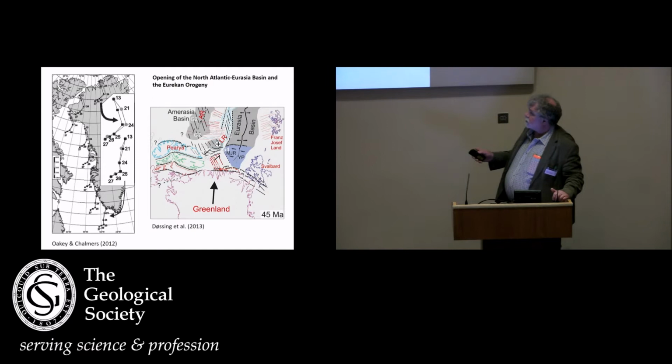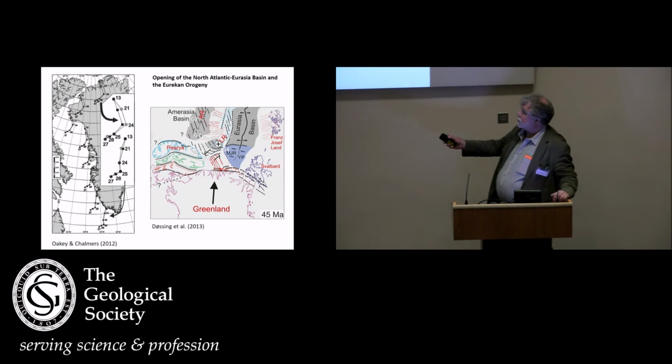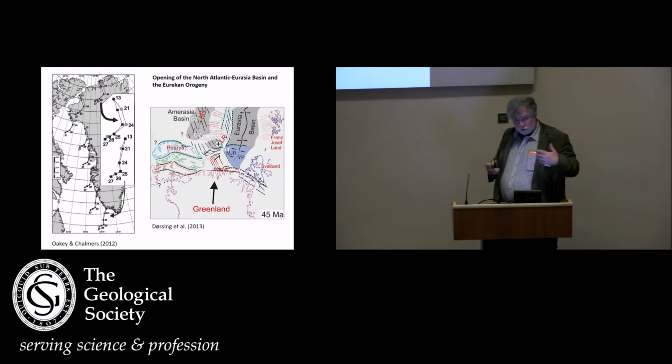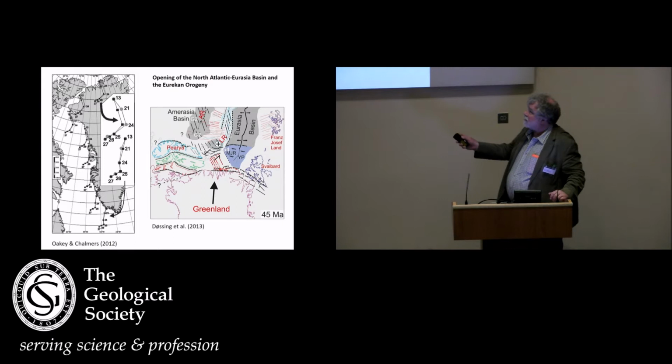This summarizes what I just said in a few words. Jim Chalmers is in the audience. This is the work that he did with Gordon Oakey a few years ago. Basically, if I got this right, Jim, these are the relative motions of Canada, or Laurentia, and Greenland. It changes quite abruptly when we go from a strike-slip relationship to more of a convergent relationship. And it's that period which is the Eurekan orogeny.